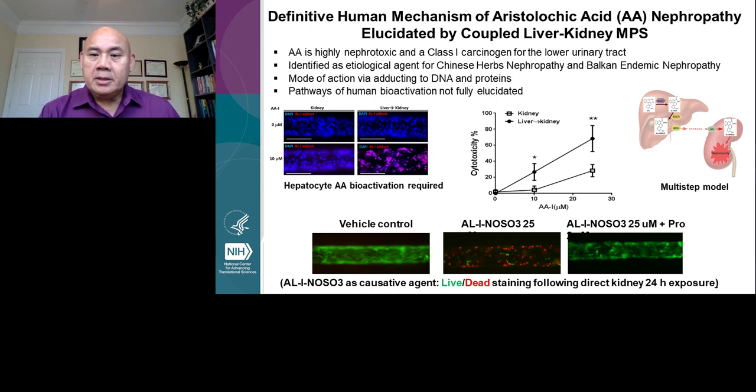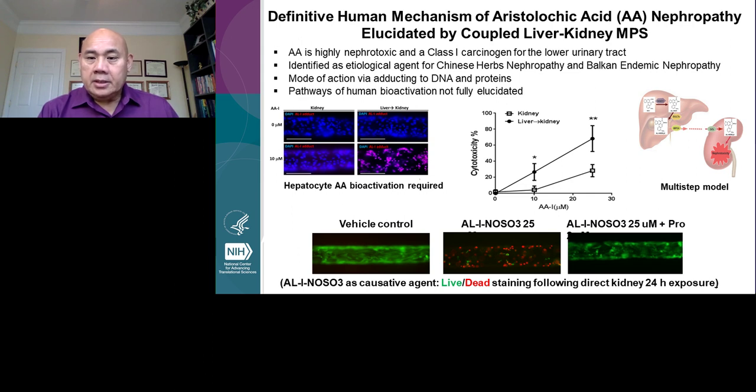An example of that would be looking at aristolochic acid, which causes nephropathy in a number of cases. This is known to be ingested through Chinese herbal medicine, which is primarily being used for a diet. It comes from the plant Aristolochia, and when ingested and having gone through liver metabolism, as shown in the figure here, in the presence of liver and kidney, the proximal tubule of the kidney, shown in red, undergoes apoptosis.